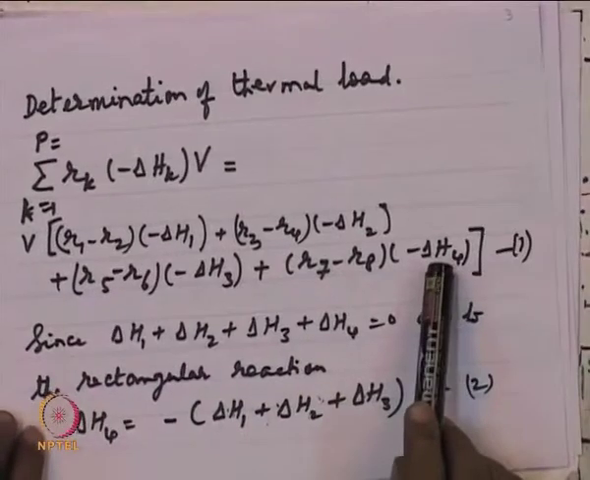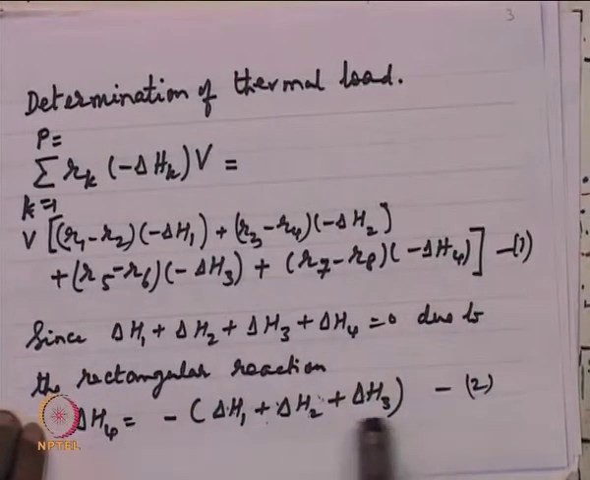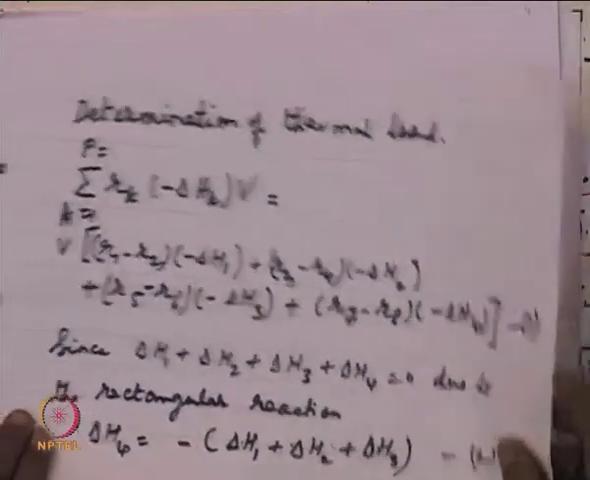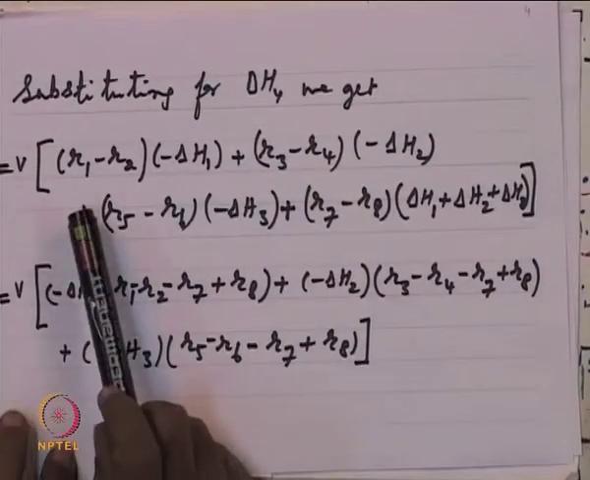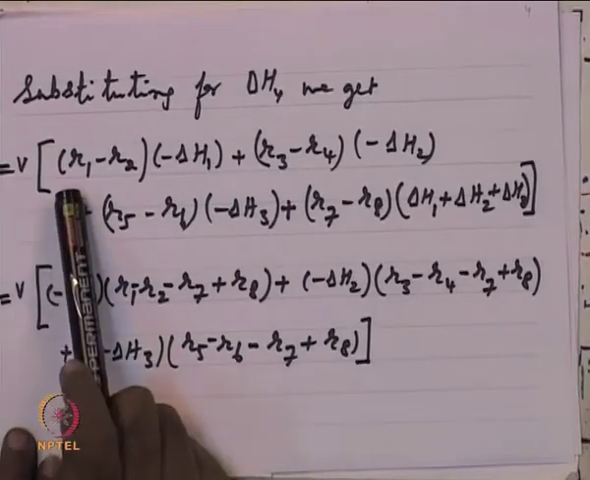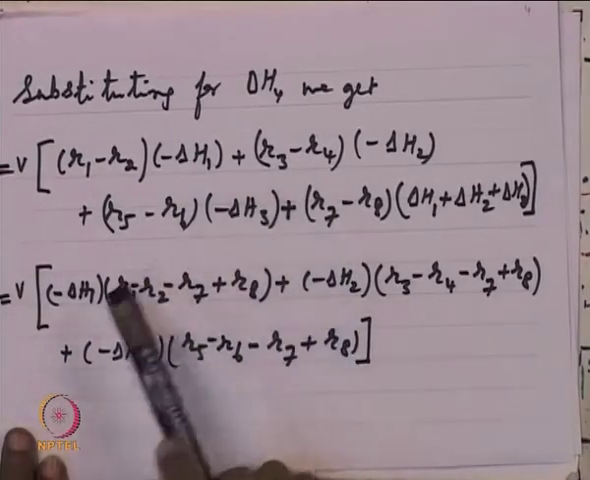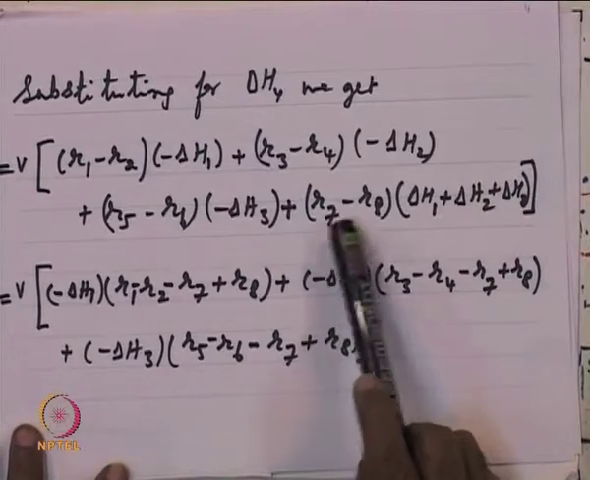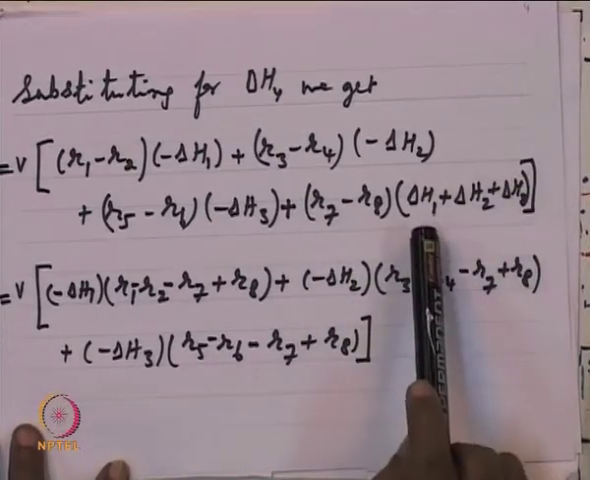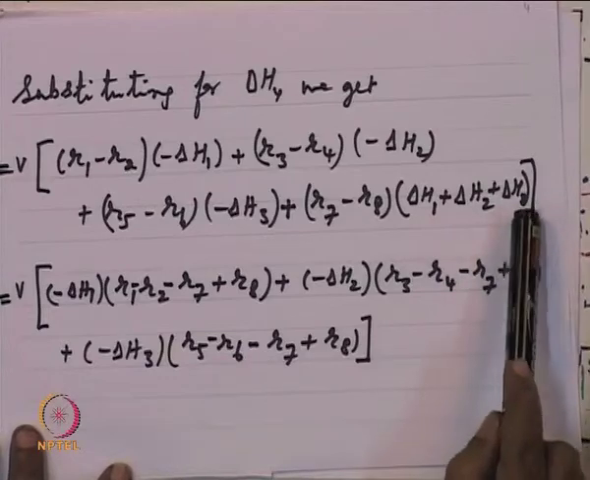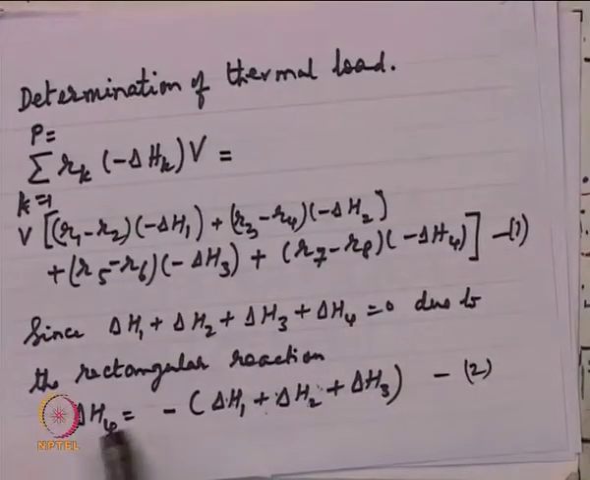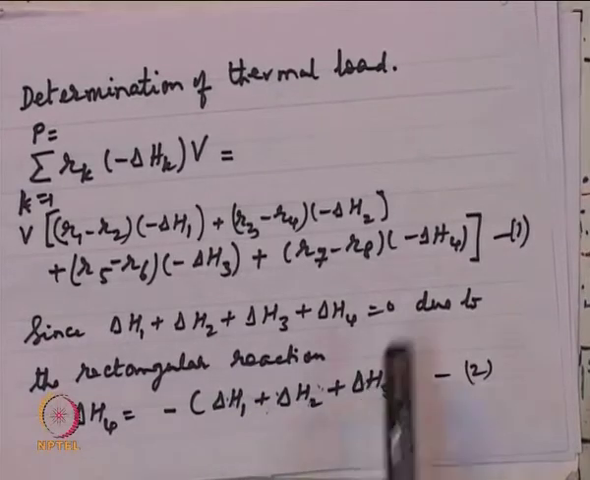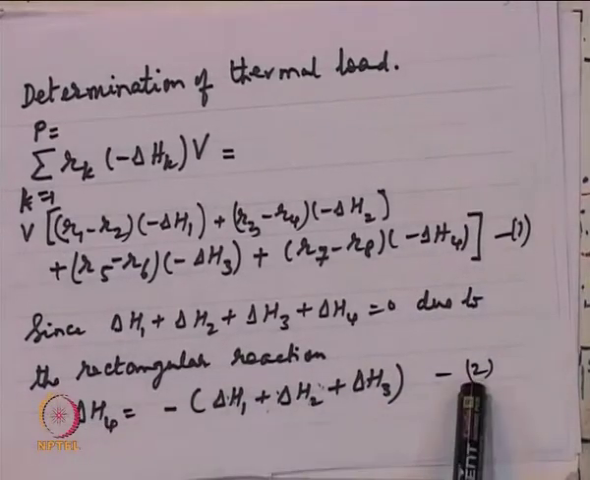Now, just recalling what we have done, we are replacing delta H4 from equation 2 and then simplifying. That is what I am going to do now. You can see here that this is just the summation being written once again: (R1 minus R2) delta H1, (R3 minus R4) delta H2, (R5 minus R6) delta H3, and then (R7 minus R8), where delta H4 is replaced as minus of (delta H1 plus delta H2 plus delta H3). Please recognize that delta H4 is minus of (delta H1 plus delta H2 plus delta H3), so this delta H4 is replaced from equation 2.